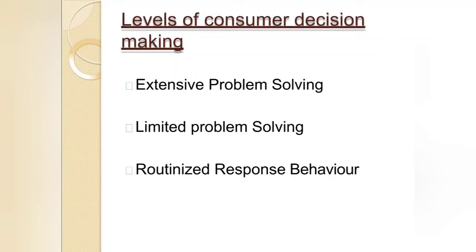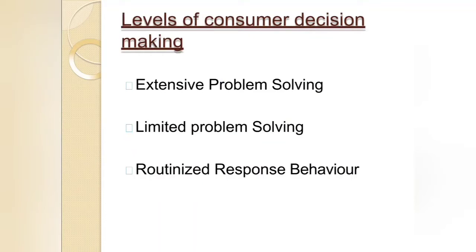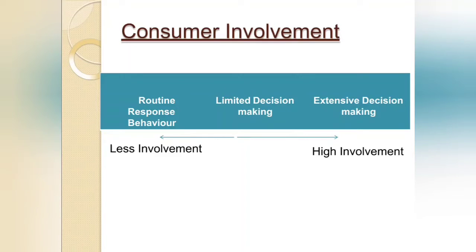Now if we consider the levels of consumer decision making, there are three levels: extensive problem solving, limited problem solving and routinized response behavior. So there is a continuum of consumer involvement, or you can say a continuum of levels of consumer behavior. It starts from routine response behavior, in the middle we have limited decision making, and the last part is extensive decision making. Here it can also be related to the involvement of the consumer, like it starts from less involvement to high involvement.